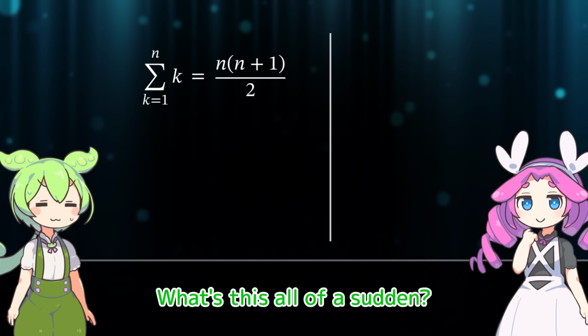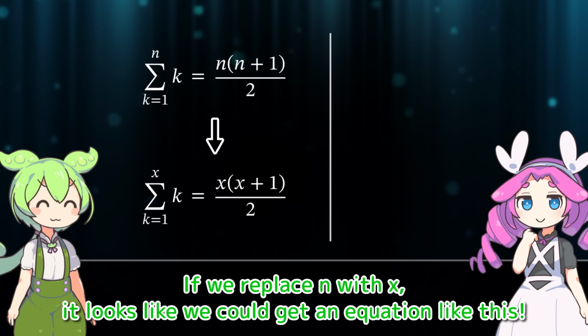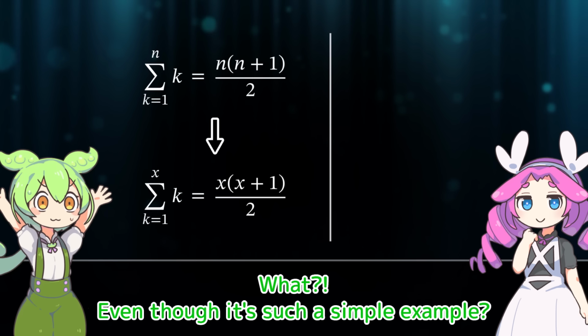What's this all of a sudden? This is the example from the beginning, right? If we replace n with x, it looks like we could get an equation like this. Actually, even the revised definition cannot handle this example. What? Even though it's such a simple example?